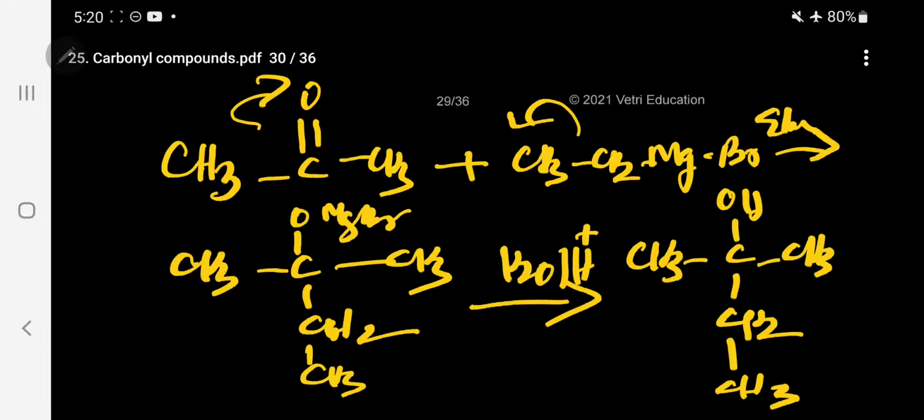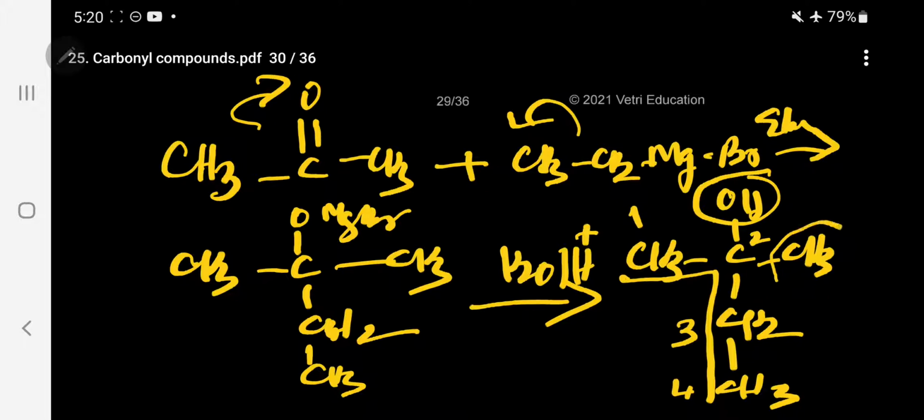Can you follow the product now? The product is an alcohol, only one functional group, so it comes under type 2. We have to select the longest chain containing the OH group. 1, 2, 3, 4. Four means butane. In the second carbon atom, it is OH, so I have to use the suffix ol. At carbon 2 there is also a substituent, methyl. So I name this 2-methyl, in alphabetical order, 2-methylbutane.